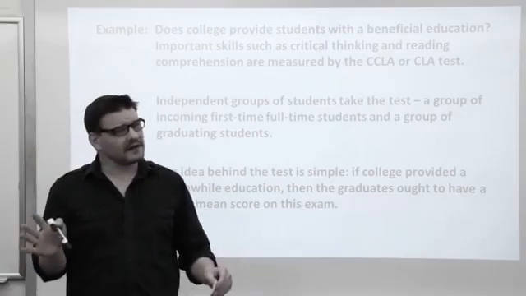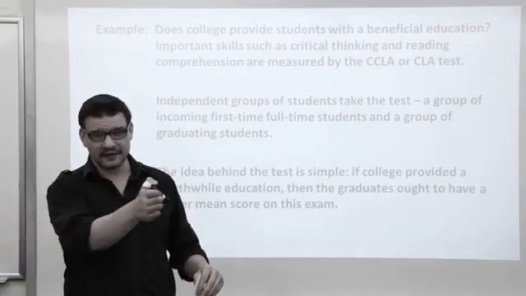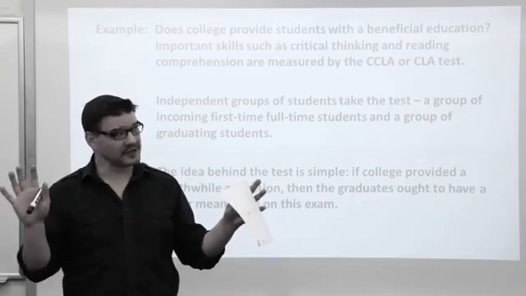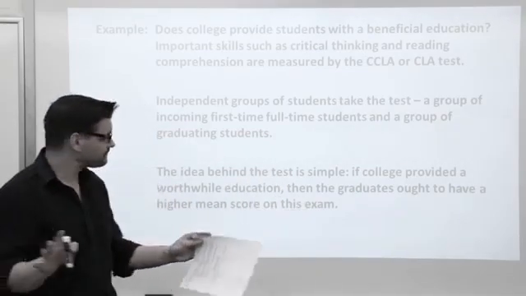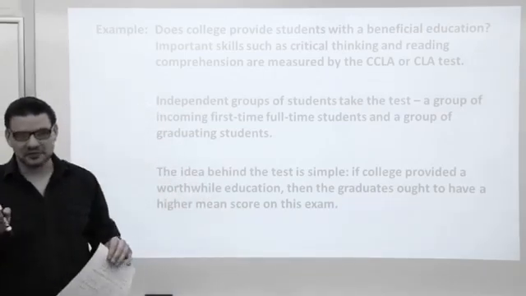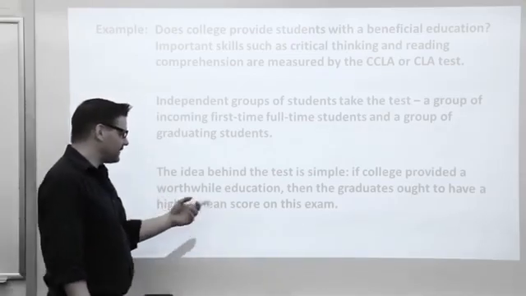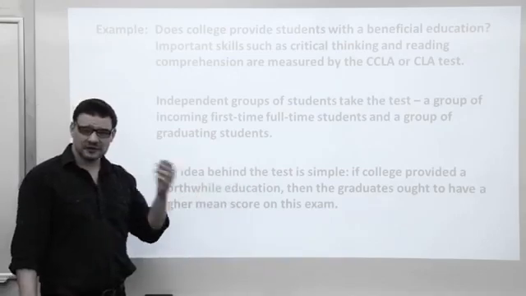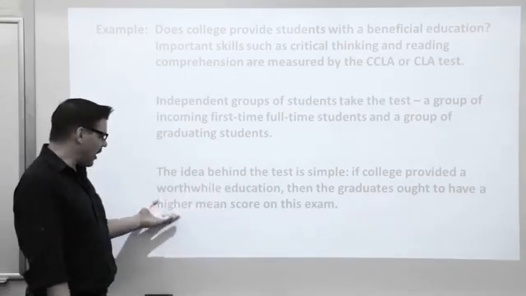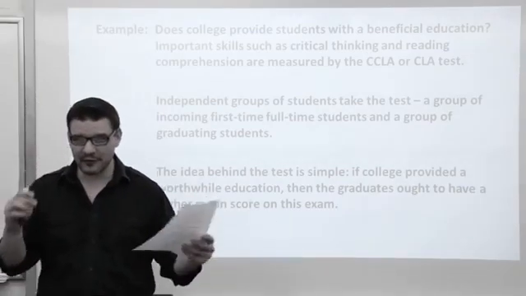I agree, you could run this in a different way: take the freshmen, and then as they graduate, give the same students the test when they graduate. That is not what's happening here. We've got two independent samples. The idea behind the test is quite simple. If college provides a worthwhile education, then the graduates ought to do better, right? They've been in college, earning their associate's degree at the community college level. Graduates ought to have a higher mean score on the test. So in this example, we're going to test that out.